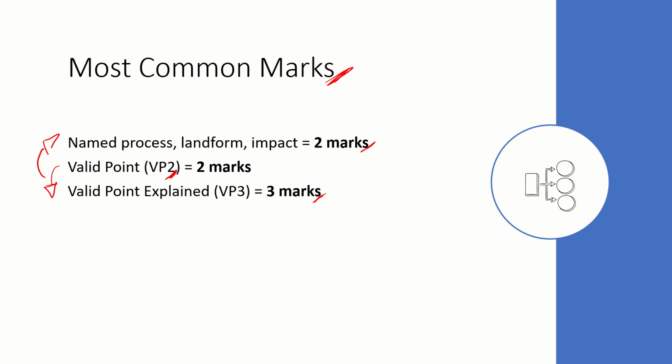So to achieve your VP3, most of the time it's going to be your 3rd, 4th, or 5th sentence, and it's going to mean that you've elaborated fully on your answer, fully developed your answer. We're going to come back to that idea next.